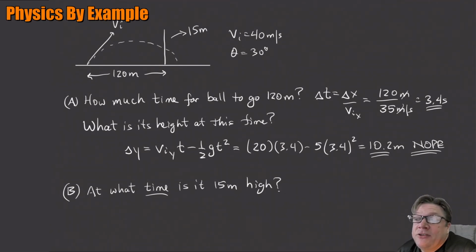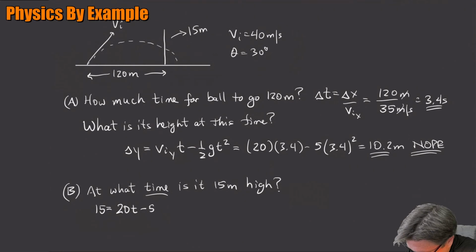All right, so what I can do now is I can just put in 15 for delta y, right? The final position is going to be above the initial position by 15 meters. So this is going to be 15 is going to be, again, 20 times t, minus 5t squared. I'm trying to solve for time, right?